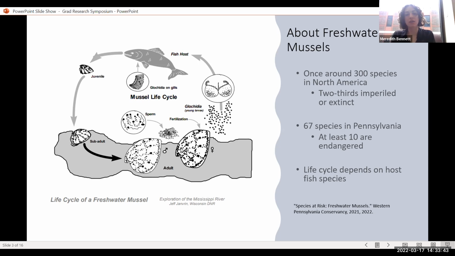And part of why they are vulnerable is because their life cycle also depends on a host fish species. So you can see on the left here is the life cycle of a typical mussel. Fertilization occurs externally, and then inside the female mussels, the glochidia or larvae develop, and eventually the mussels, they have different techniques for basically injecting their larvae and having them attach to the gills of a fish. So they'll have specific hosts, and they'll attach to their gills and stay on there for about 2 weeks until they fall off as juvenile mussels.